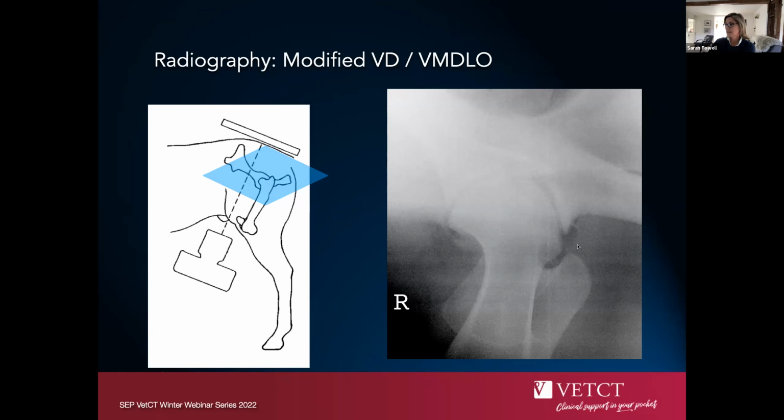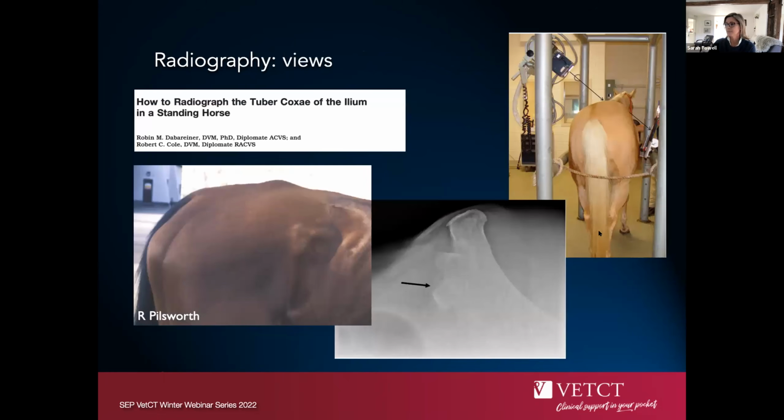This horse had recently had its coxofemoral joint blocked, so there's some gas in the joint, which quite nicely delineates the margins. But that's the view I've most frequently used, and I have found it a bit more useful than the standing lateral oblique view. There are other views for different parts of the pelvis, so the tubercoxar view, which is relatively easy to carry out.